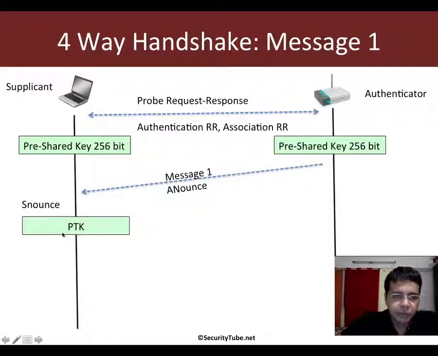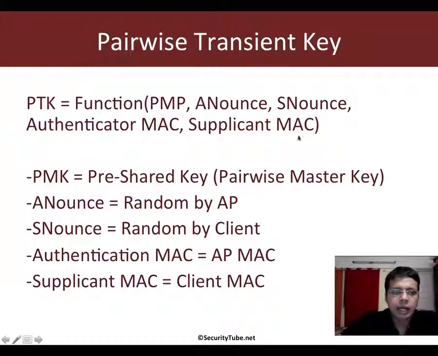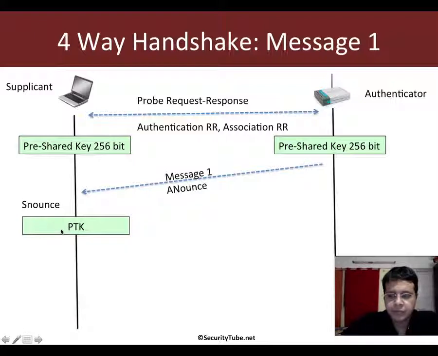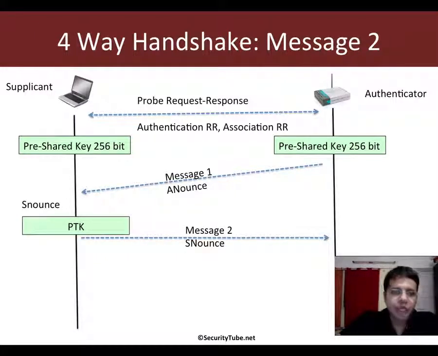And if you notice, at this point, the client knows the authenticator nonce because it was received as part of message 1. The supplicant nonce is created by the client himself, hence it knows that as well. The client also knows the PMK, which is nothing but the pre-shared key, and it is also aware of its own MAC address and the authenticator's MAC address. And using all of this, it actually creates the PTK, or the pairwise transient key, right? Now, what the client does is it sends the message 2 of the 4-way handshake, and this message 2 actually contains the supplicant nonce which it has locally created to derive the PTK.